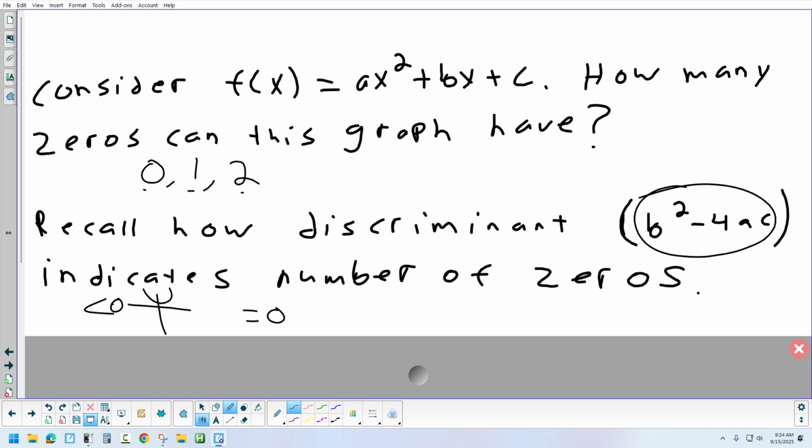If it's equal to 0, then what happens there? It's 1 zero. So you've got a situation that looks like that. If it's greater, it's 2 zeros.